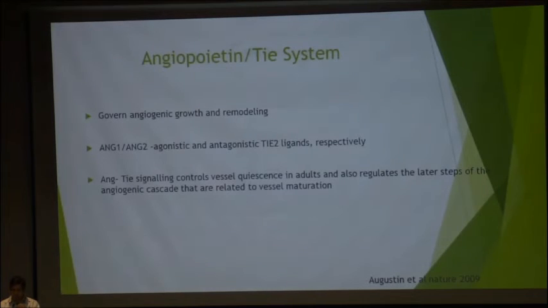The other pathway, which is the angiopoietin pathway, is one of the very important pathways that are also being implicated in other studies, especially in Crohn's disease and ulcerative colitis, because angiopoietin is one of the most important factors which govern angiogenic growth as well as remodeling. There are 4 types of receptors. I mentioned 1 and 2, but there are actually now 3 and 4, and they are both agonist and antagonist to the Tie ligands. They control the vasculature in adults and also regulate the steps of the angiogenic cascade.